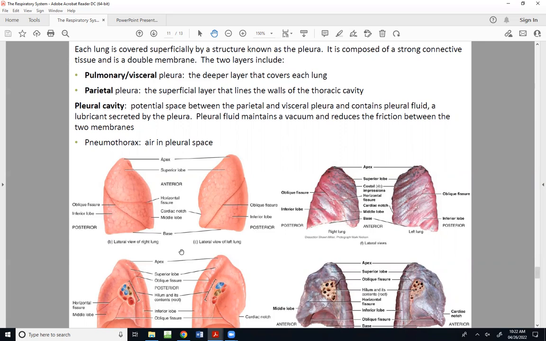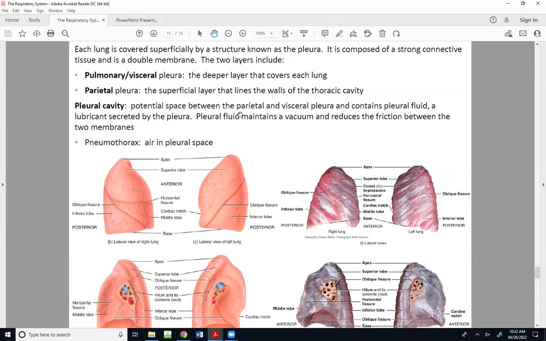Now, there is a very small potential space between those two membranes, what we call the pleural cavity. It's a potential space because these two membranes like to stick to one another. It's almost like they're glued together, because there's a vacuum inside, not like the vacuum you use to clean your carpet, but a pressure that attracts those two membranes together. There is a fluid in there that helps maintain that vacuum. We call this pleural fluid.